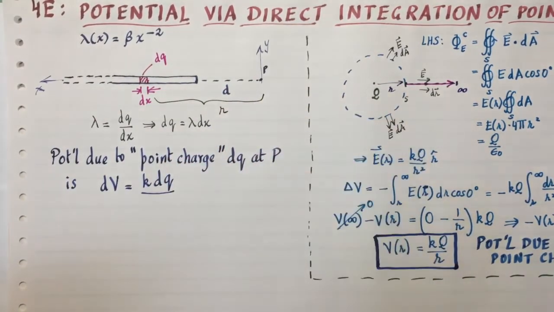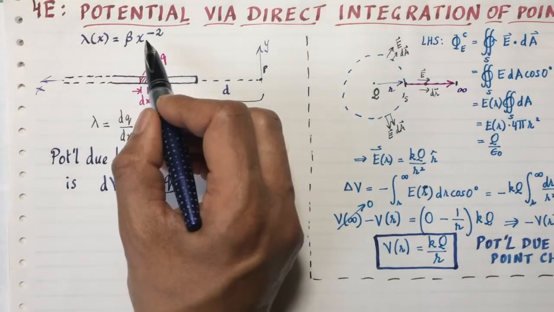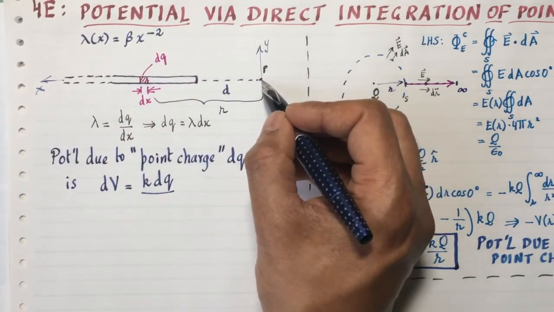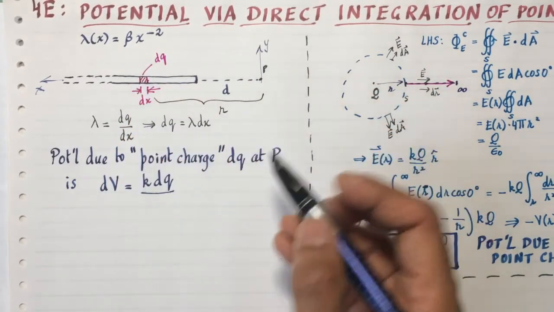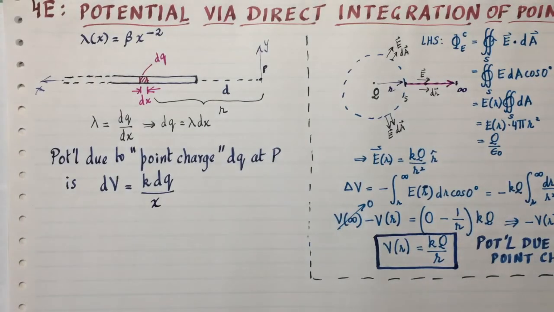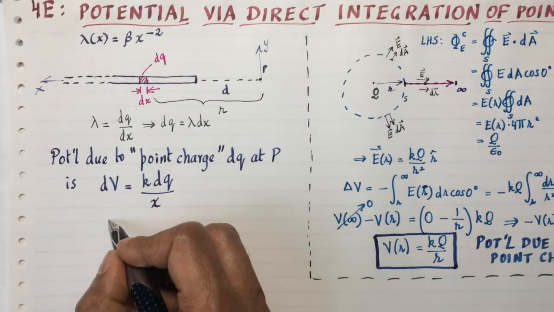That distance there is r. That distance is just x, because this lambda is beta x to the minus 2 with respect to the coordinate system drawn here. So that distance is just x. All right, now I've found what dV is. All I have to do now is substitute for dq, which is right here. So let me do that in the next step.